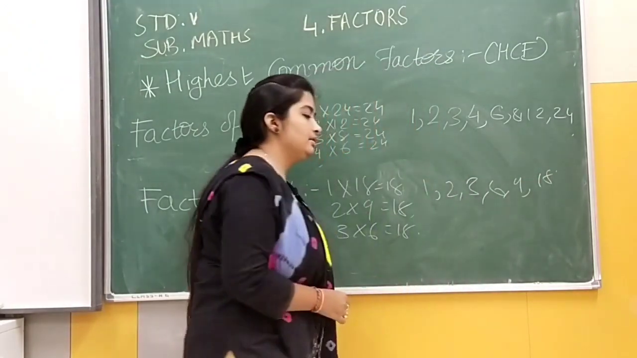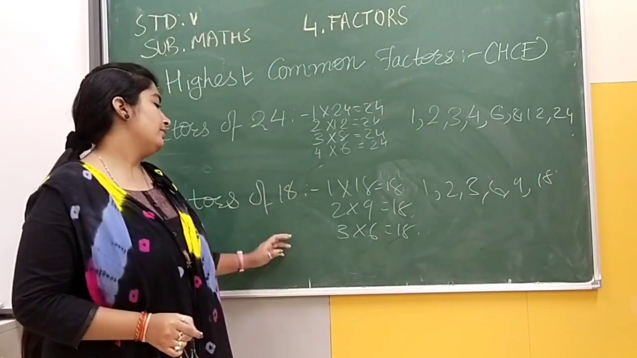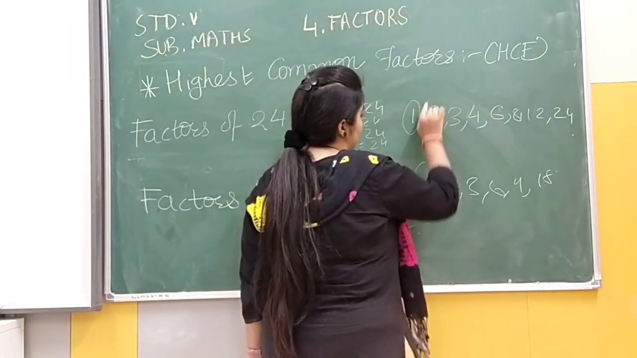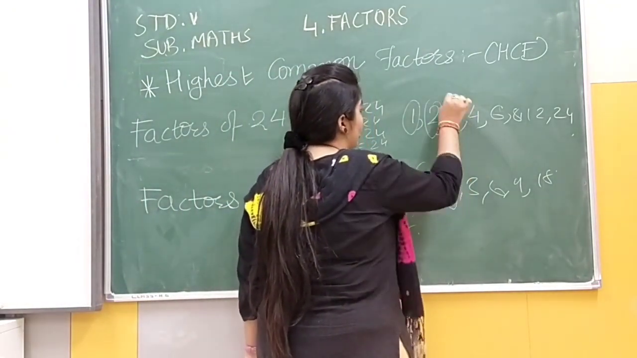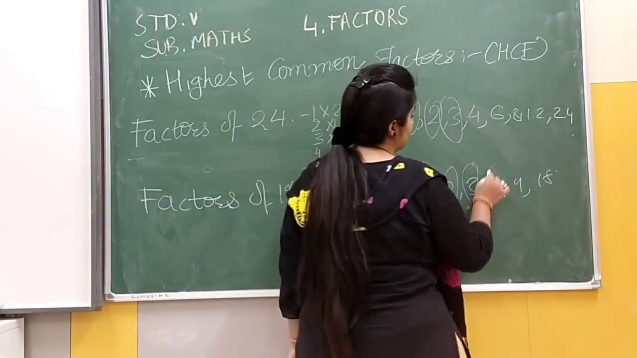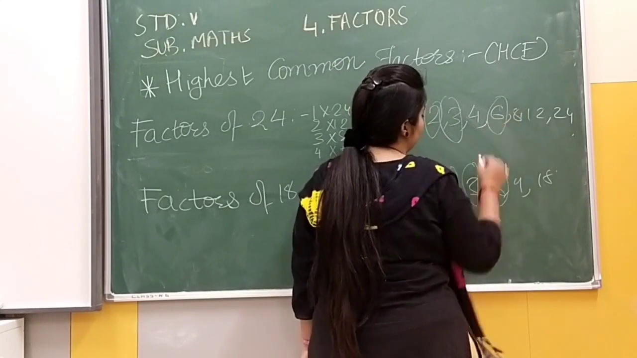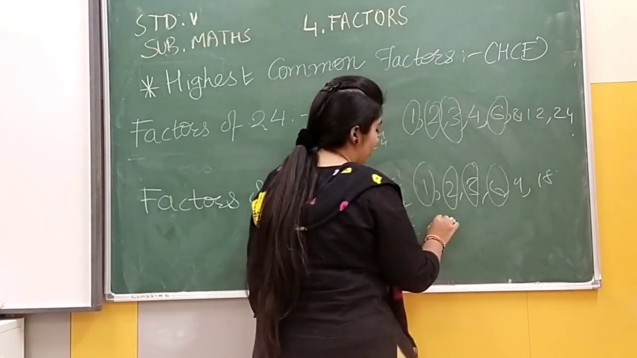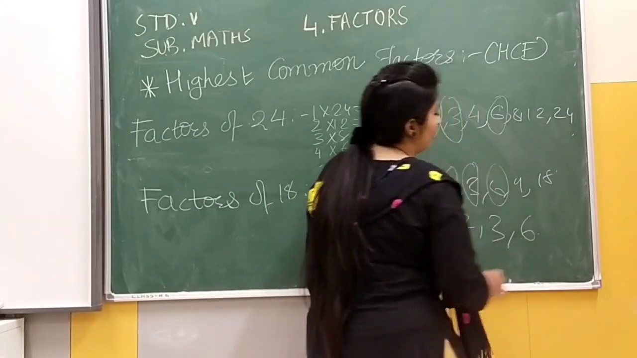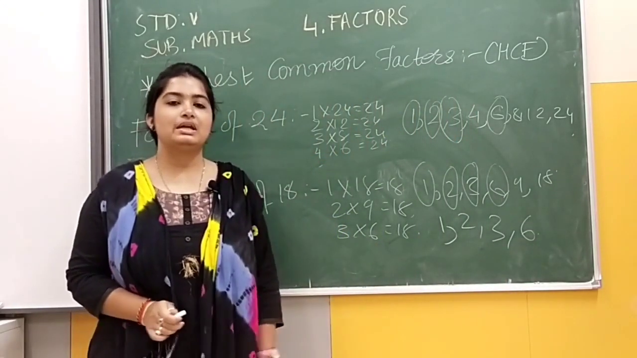Now we will find the common factors of 24 and 18. So there is 1 जो दोनों में आ रहा है, that is also 2 in both, 3 in both. Then we will have 6 जो है वो भी दोनों में है हमारे पास. So we have common numbers, that is 1, 2, 3 and 6. Common factors are 1, 2, 3 and 6.